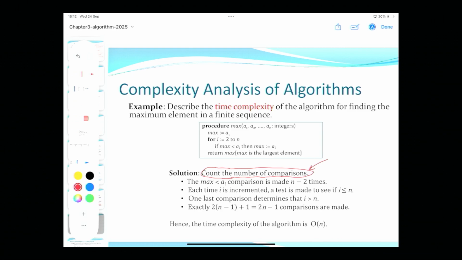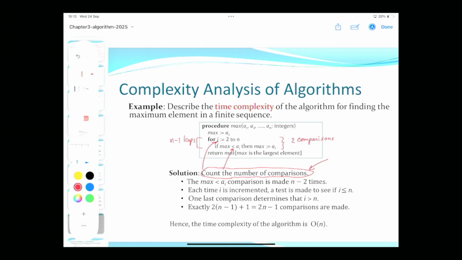For i equal to 2 to n, the comparison is here, and also here: comparing if max is less than a_i. So we see that there are two comparisons per loop. How many times do we repeat the loop, starting from i equal to 2, 3, 4, 5 up to n? That would be n minus 1 loops to go.